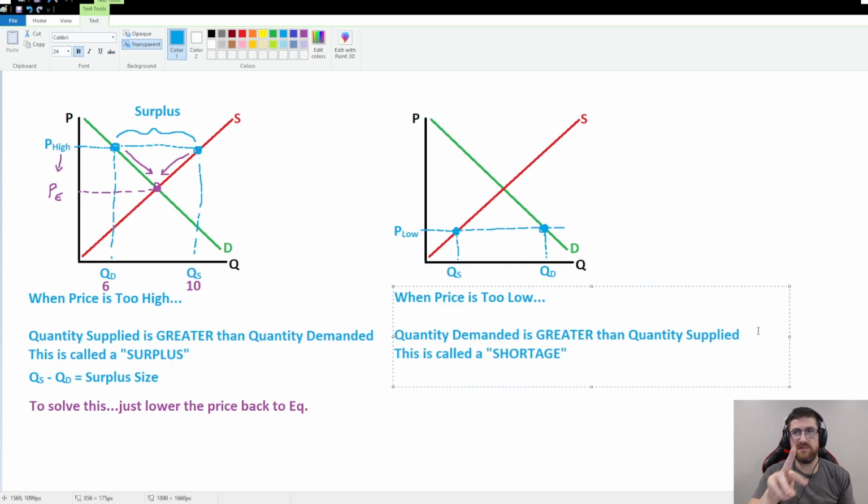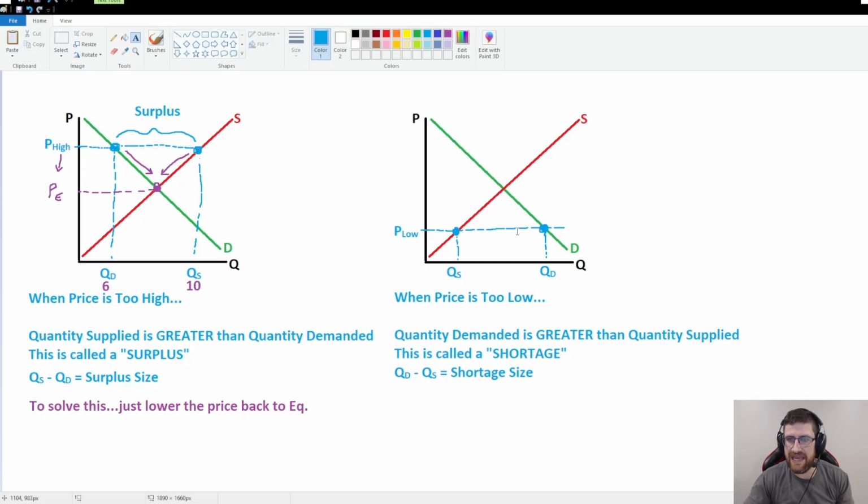In this one, you're doing the opposite. Again, you're still finding that gap, but the bigger number is QD this time. So you're going to do QD minus QS equals shortage size. Now, I would personally say don't really memorize the formula. Just understand that it is the gap between these two, all right? So again, if this was 10 and this was 6, it would still be 4. If this was 10 and this was 2, it would be 8. You're just finding the difference, all right?